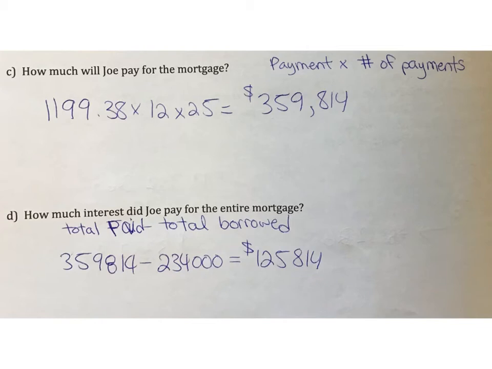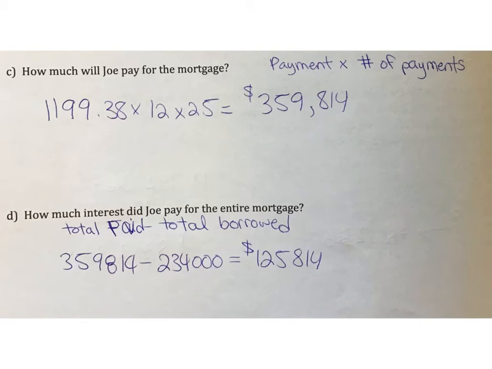How much will he pay for the mortgage then? So even though he borrowed the 234, in the end that's not what he's going to be paying because he has to pay interest on that. So to figure this out, we would use the formula of his payment times how many payments he made. So here you can see I wrote out his payment times the 12 payments a year times the 25 years. So in the end, he pays for the mortgage $359,814.